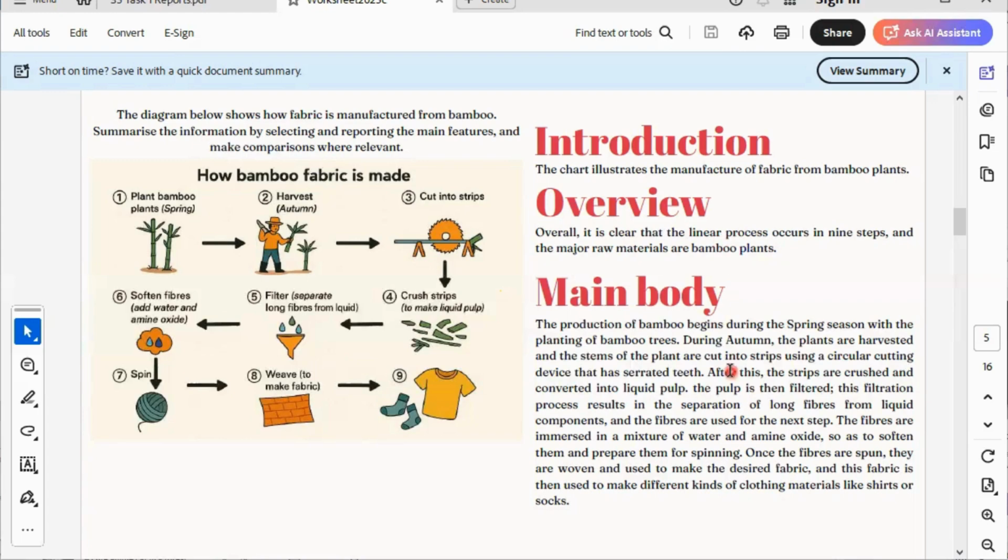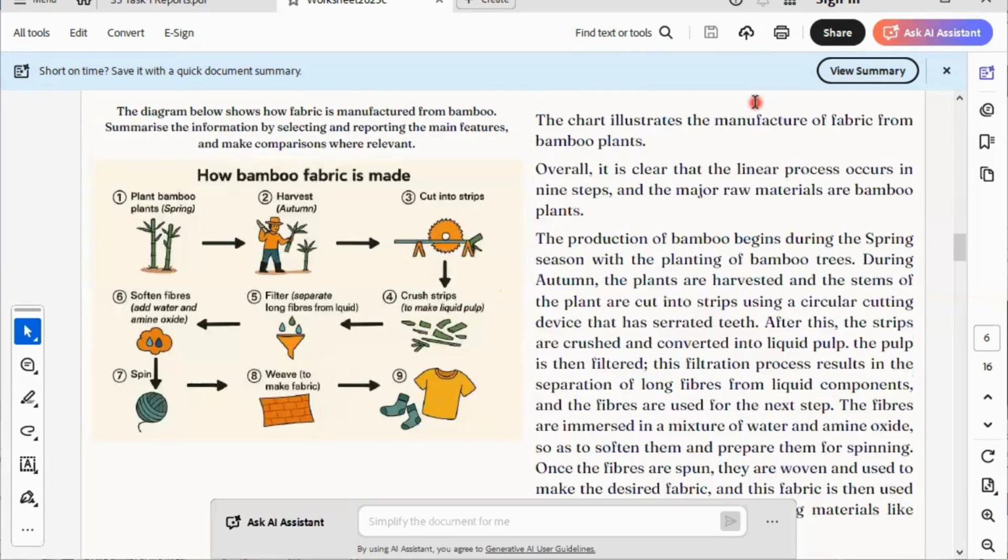So when it comes to a process chart, to write your overview, tell us the number of steps or tell us the major ingredients involved, the major ingredients that are used during the process. Or you can just do both. In this case, I did both. Okay, that's overview. And then after the overview, we move to the main body.